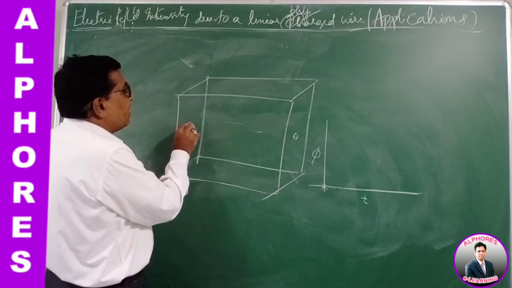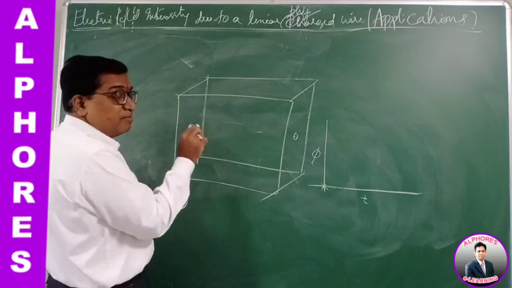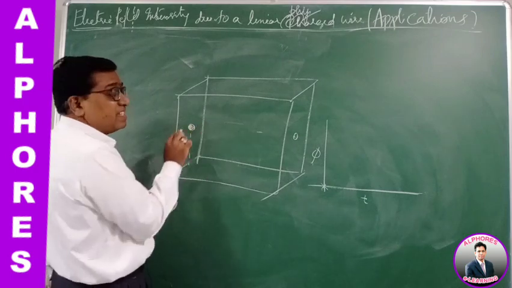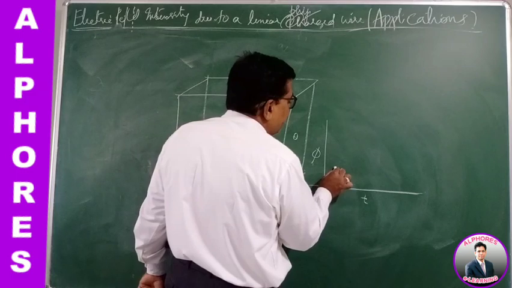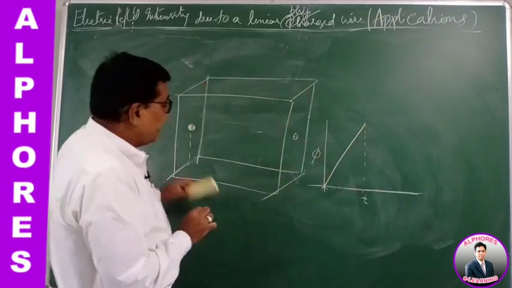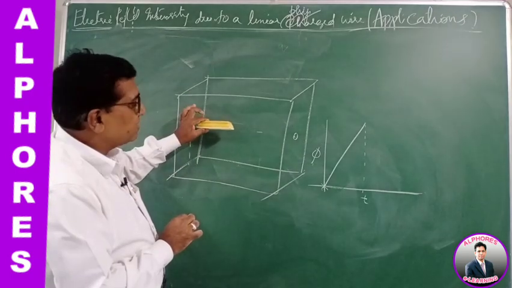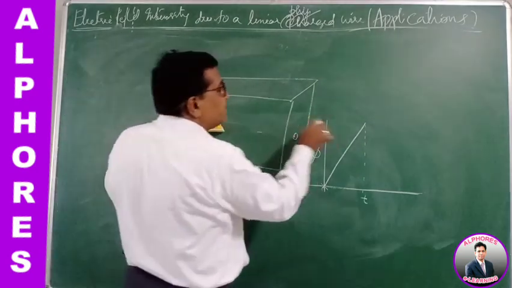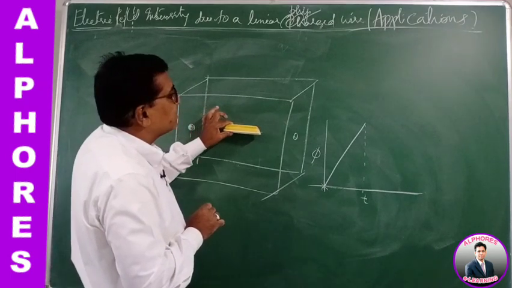I am moving it with constant velocity, so the length inside increases in proportion to time. As the length increases, the charge inside the cube increases linearly, and the flux also increases linearly. As time passes, the flux increases linearly like this, until all the conductor is inside the cube. This is the point where it has to move from one side of the cube to the other side.